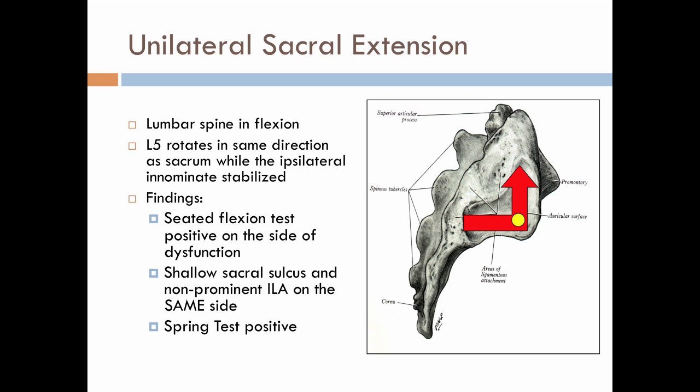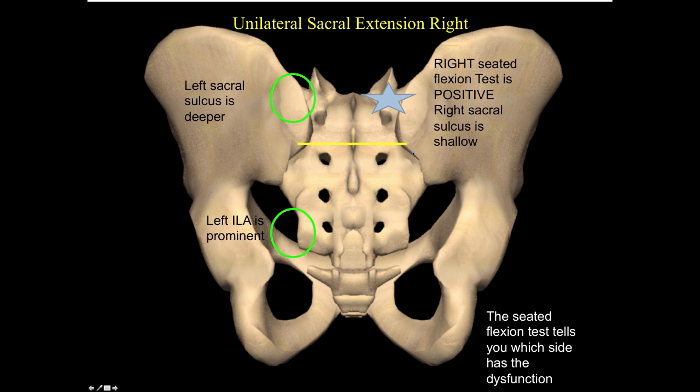So when you find that, it could be a unilateral flexion on that side or extension on the other, and that's where you'll use the seated flexion test and the spring test to help you determine A, which side the dysfunction is on, and B, whether the dysfunction is anterior or posterior. So as this is a posterior or extended dysfunction, the spring test in this case will be positive. So here we have the seated flexion test positive on the right side, and the star now represents the dysfunctional side, which is shallow, the sulcus. But again, we typically note the deep sulcus and prominent ILA.